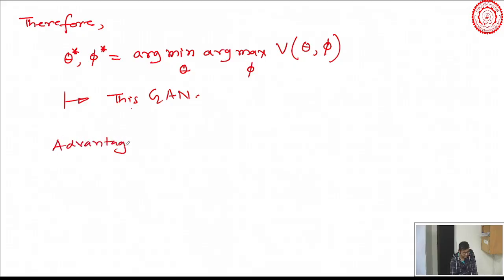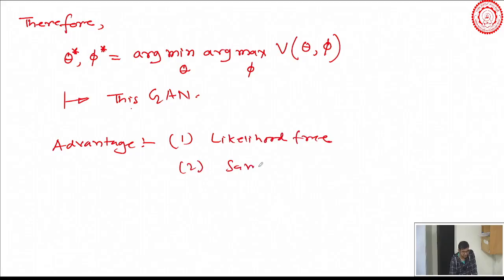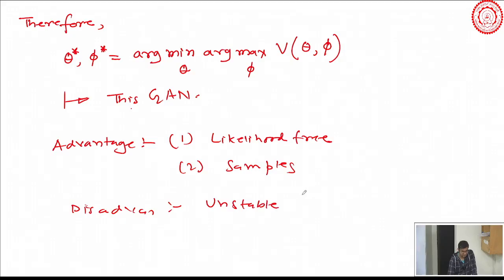The advantage is likelihood free. That means you can take decisions based on samples only. The disadvantage is unstable training. Whatever other problems are there are emerging from this. There are tricks to nullify this unstable training, but you might not succeed, or it might take a huge time for you to succeed.